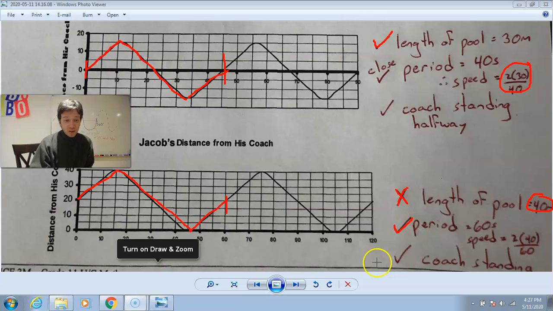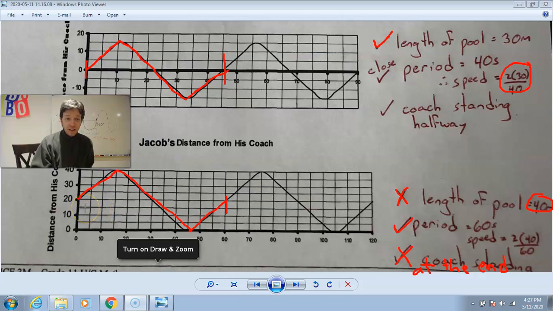Okay, and where's the coach standing in this one? Well, he's always to one side of the coach. We never go into the negatives. So this, oh, I got this in the first one, so switch. So the coach is standing at the end of one of the ends. Well, I'll fix that on the handout that I post, at the end of the pool.